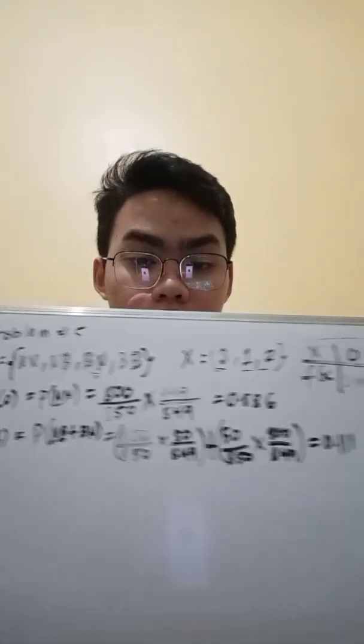So, probability of B is 50 over 850 times the probability of N without replacement. So, we have 800 over 849. So, solving for this, we will now get 0.111. Okay, so f of 1 is 0.111. So, we will list it down to our probability distribution table.